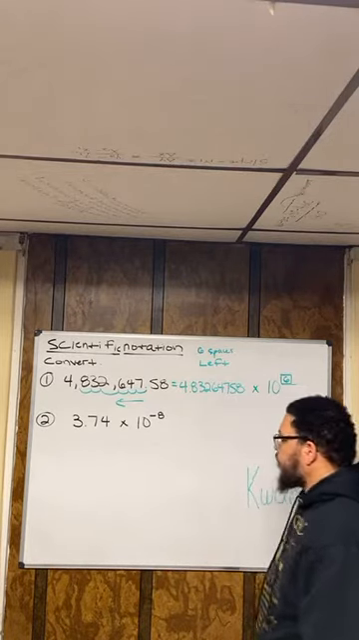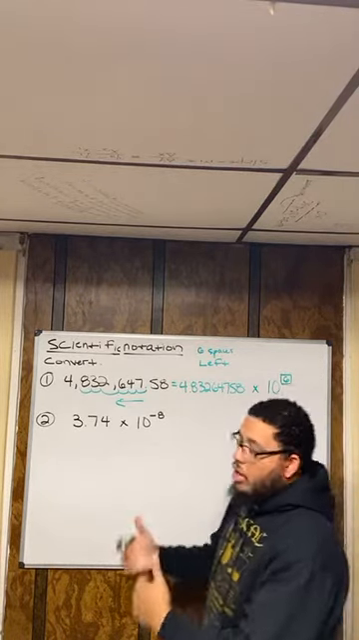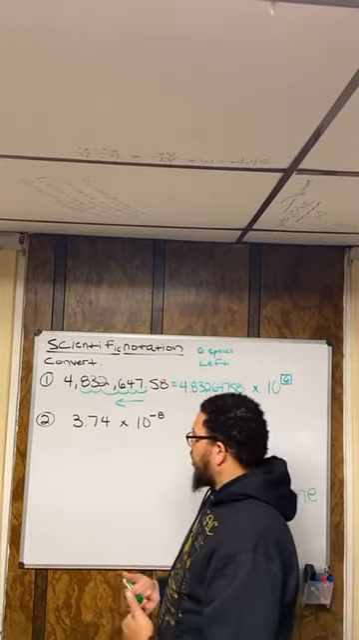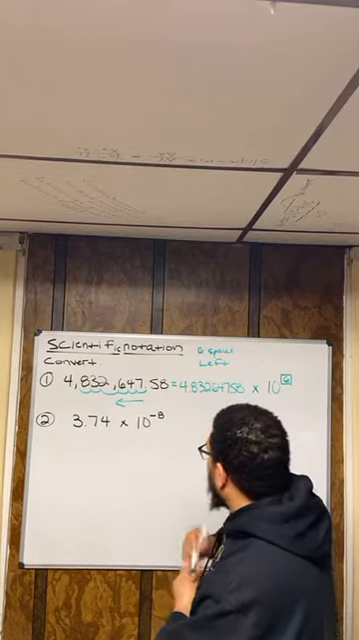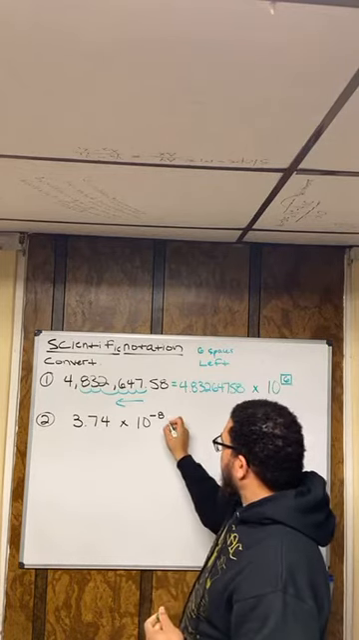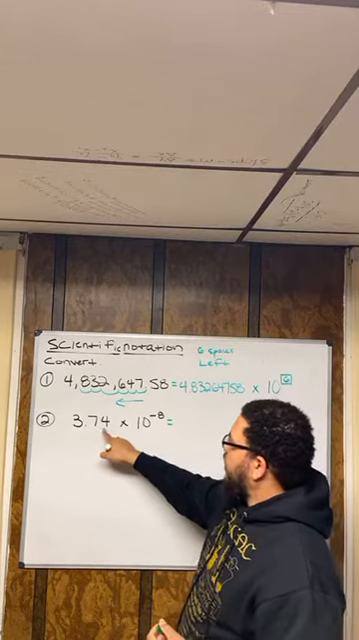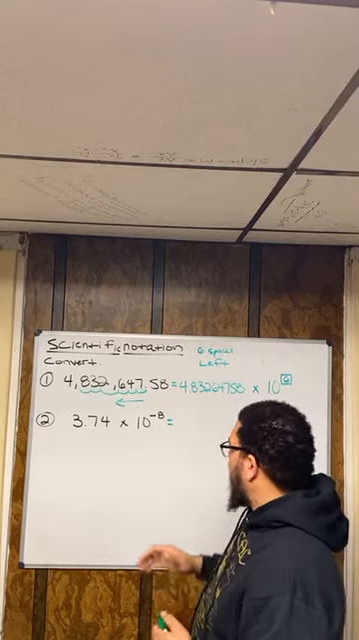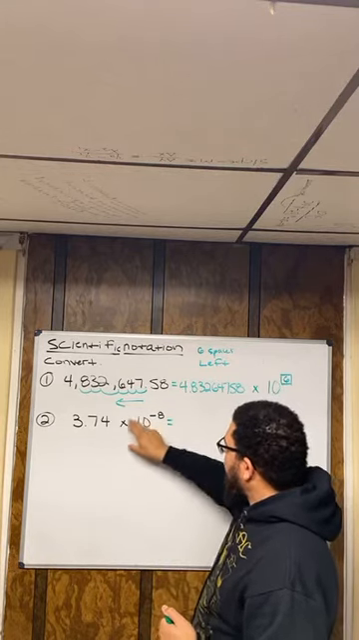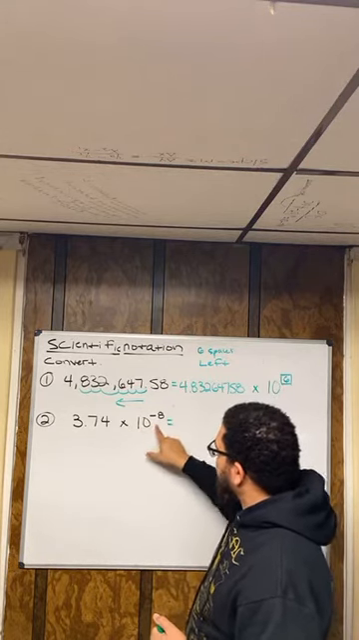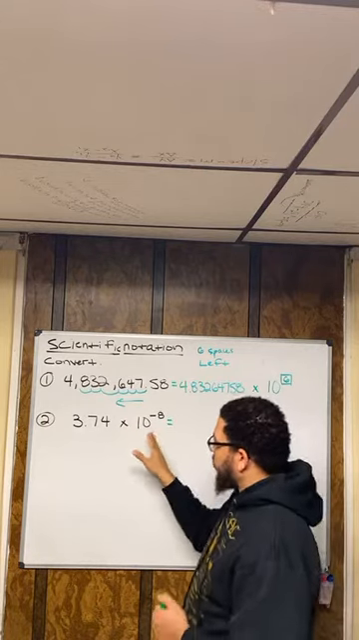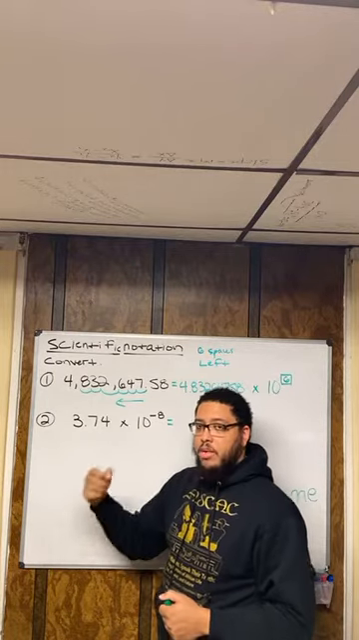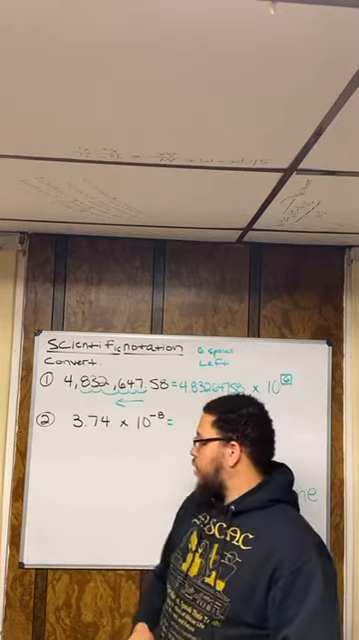Now, number 2, we already are in scientific notation. We're given the number in scientific notation, and now we have to convert to standard notation. So this is how we do this. We have 3.74 times 10 to the negative 8 power. This tells me, this 10 to the negative 8 power in scientific notation, where I should move this decimal point to get back to the original number that it was before it was converted to scientific notation.